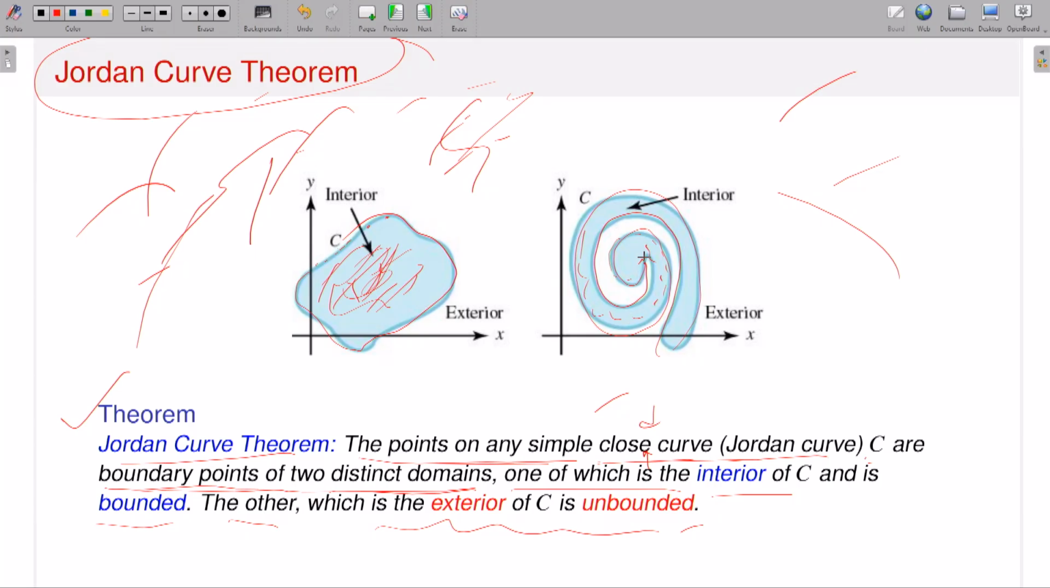So sometimes this theorem is known as the Jordan curve theorem. That means if I have a simple closed curve, it breaks the domain, the full complex plane, into two parts. One is the exterior, another is the interior. Interior is the bounded domain, exterior is the unbounded domain.